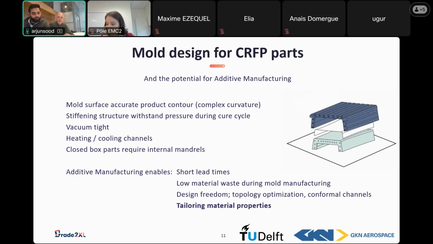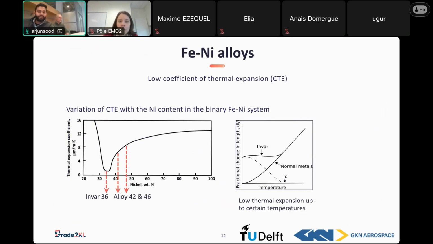What is actually AM will offer us that we cannot do today. And Arjen will share some of our initial steps towards this. Thank you, Marco. With all this information about iron nickel alloys, I will actually start by introducing you to what this material is.